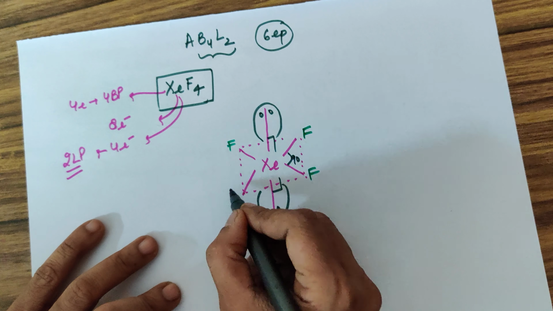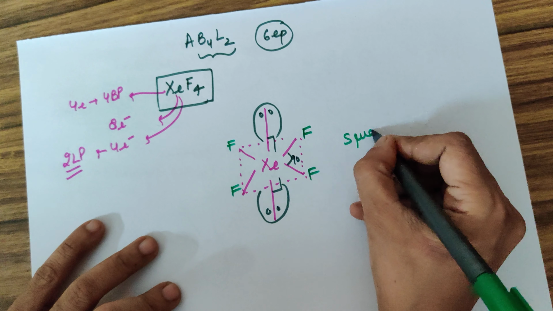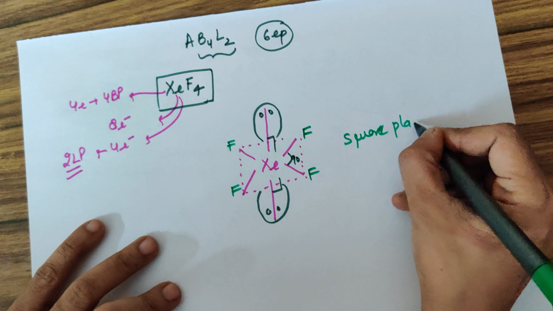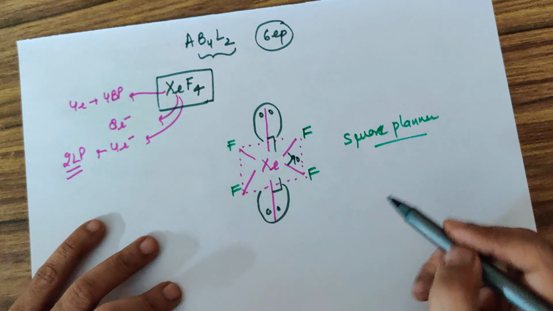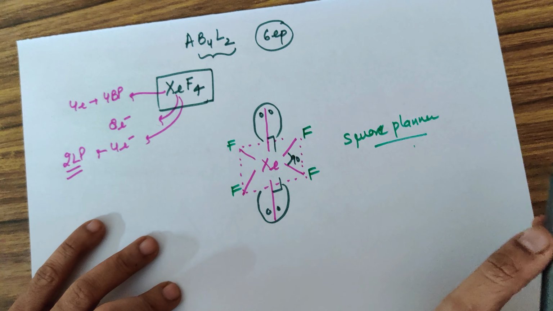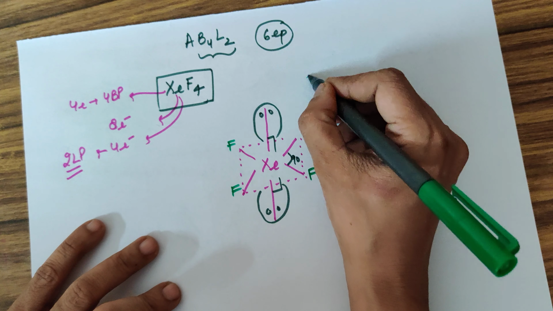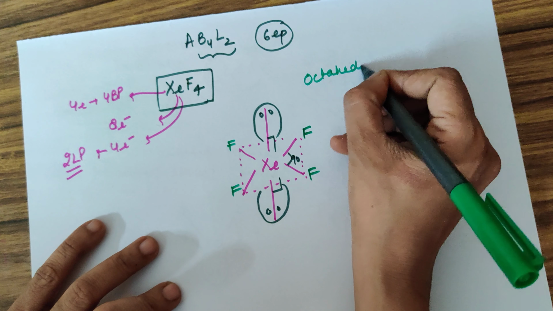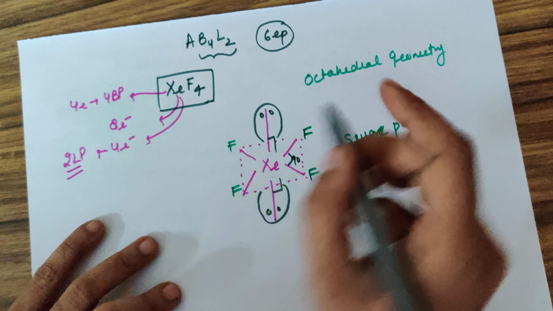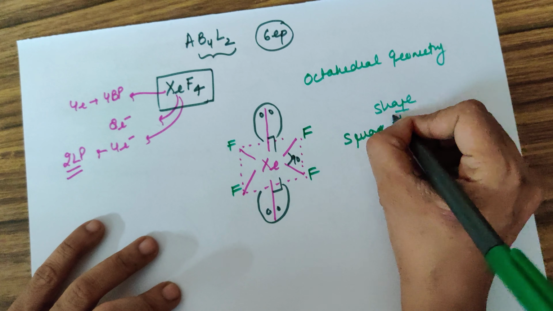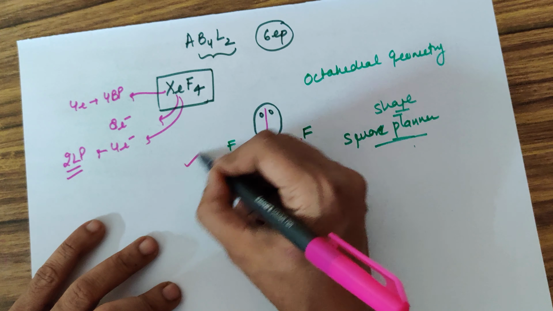Now, can you clearly see? The shape becomes square planar. Square planar shape can only be understood if you place the lone pairs like this. Otherwise, it will be difficult for you to understand this particular shape. As far as the geometry is concerned, it is octahedral. But the shape is square planar owing to the presence of the 2 lone pairs. Is that fine?